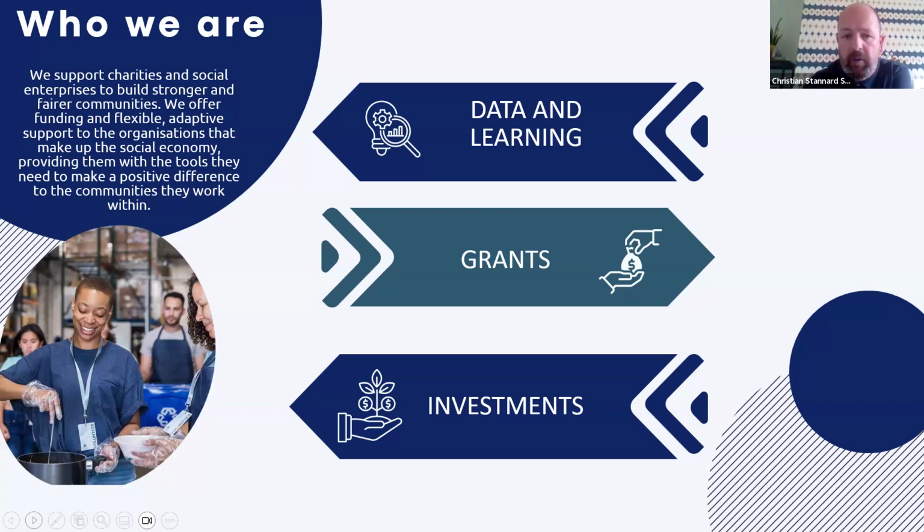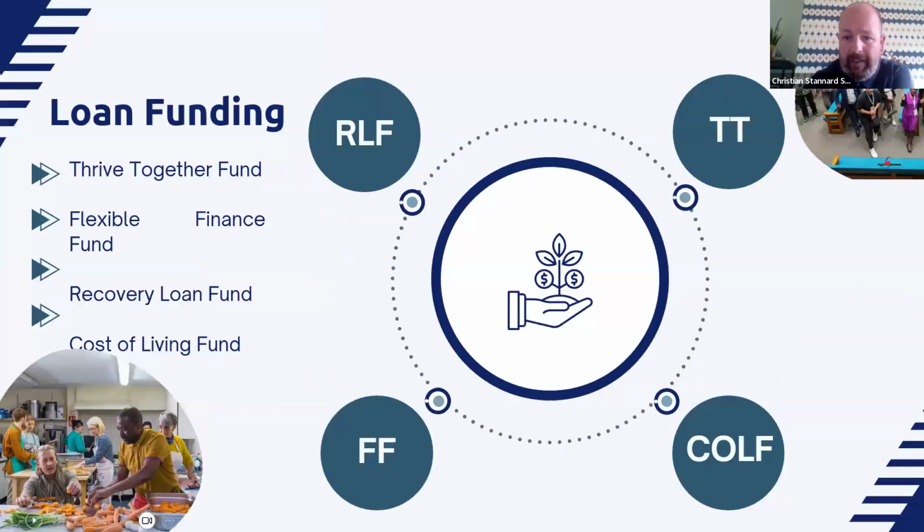I know we're here to talk about the cost of living fund, but I thought I'd very, very quickly run through a couple of other loan funding products that we have at the moment. So we have the Thrive Together Fund. This provides investment of between 25,000 and 150,000. That's a blended product, so 20% of any of that investment is going to be a grant, and that's just for organisations looking to grow or diversify income models.